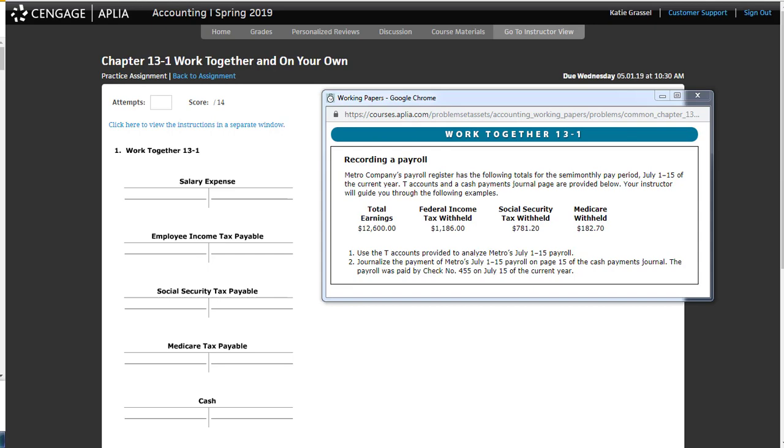What we are doing is we're taking our numbers from our payroll register, and we have to journalize it. Now, remember when we journalize, because it's been a while since we journalized, you must have debits equal credits. What one comes first? Debits. Debits on the left.